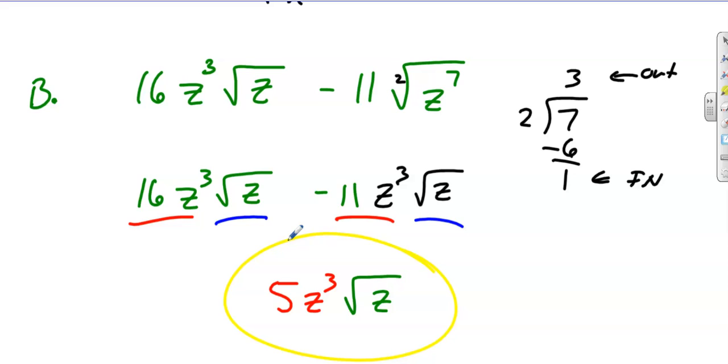Okay, so the biggest thing to remember when you start adding and subtracting is that as long as the variables are the same, you just add and subtract the numbers. You don't actually change anything about the variable.